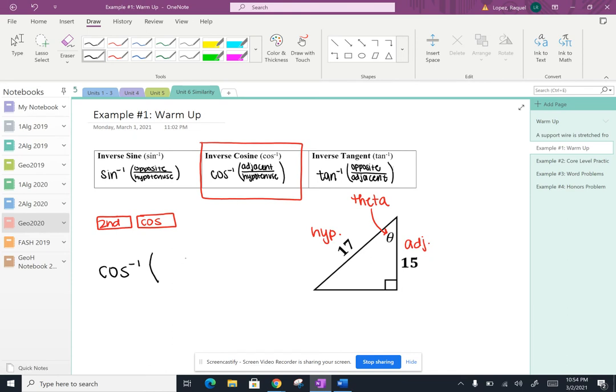And then what we're going to do is we're going to put that ratio in there. So it's adjacent over hypotenuse. So we're going to put cosine -1, 15 over 17, close the parenthesis to your calculator, and then you're going to hit enter. And that will give you an answer of 28.07. So that means that angle theta is 28.07 degrees.